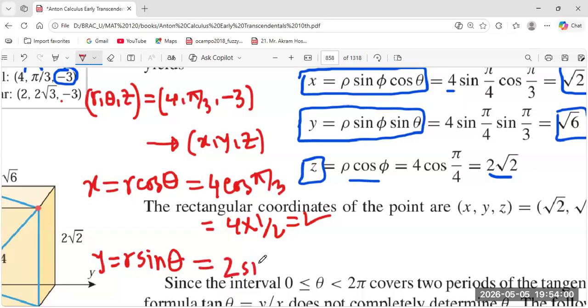R is 2 sine pi divided by 3. So sine pi divided by 3 is root 3 divided by 2. So 2 times root 3 divided by 2, the 2s cancel out. So the answer is only root 3.